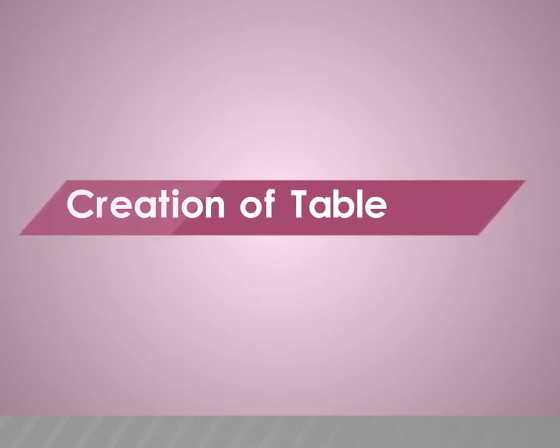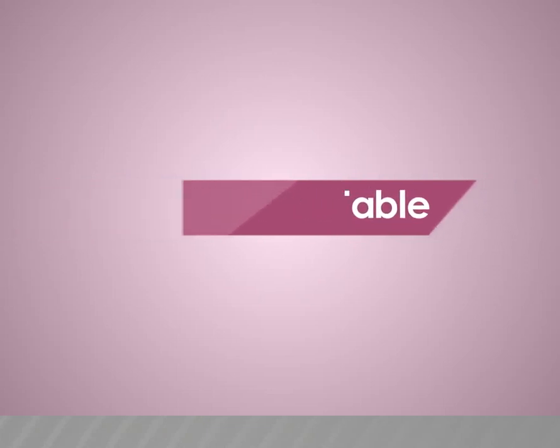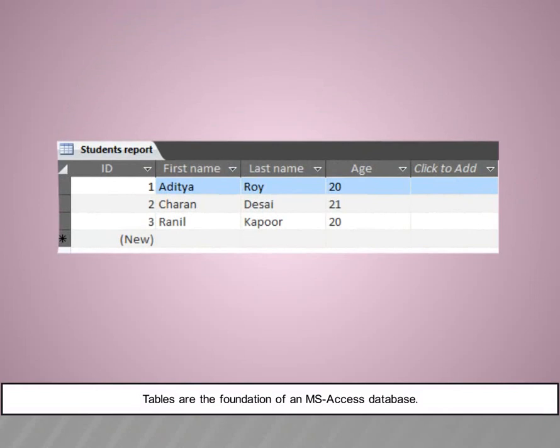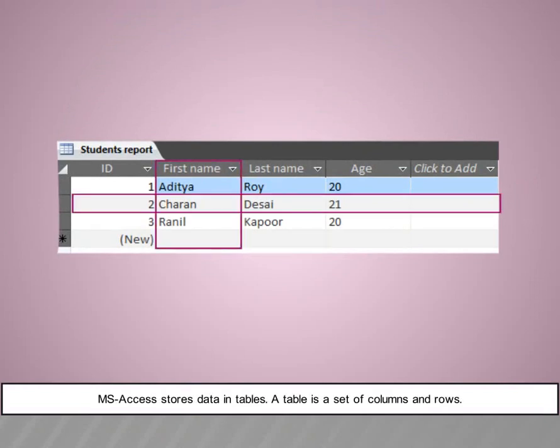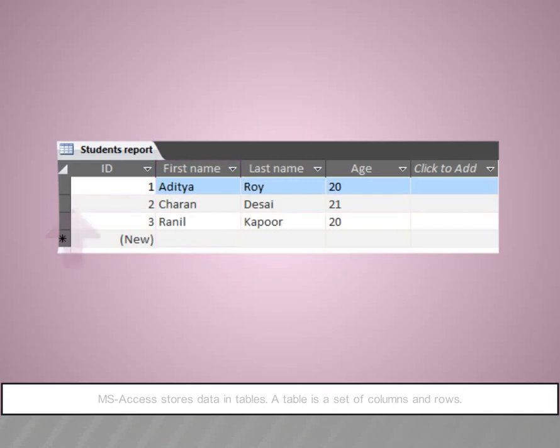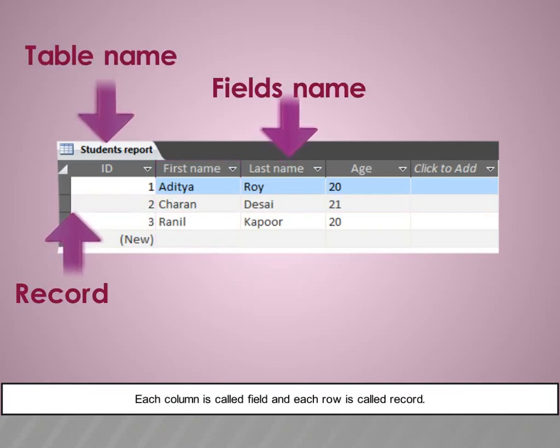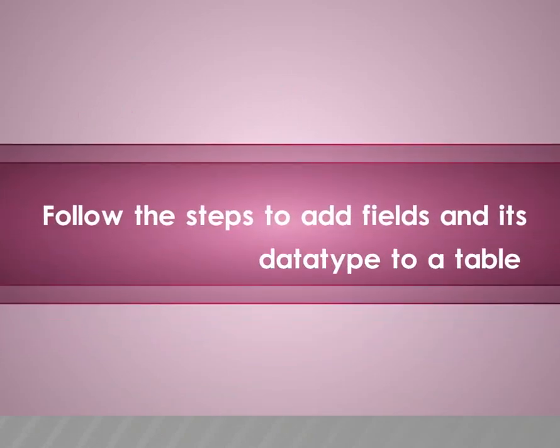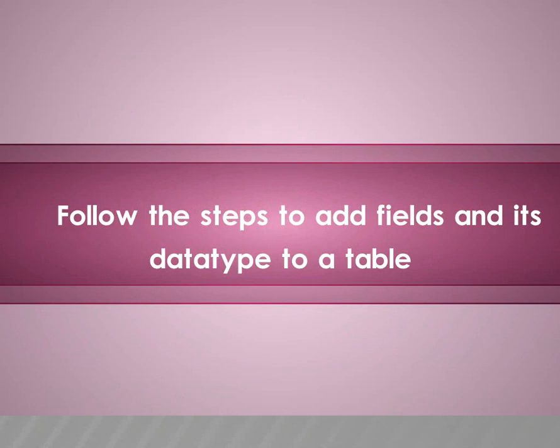Creation of table. Tables are the foundation of an MS Access database. MS Access stores data in tables. A table is a set of columns and rows. Each column is called a field and each row is called a record. Follow these steps to add fields and their data types to a table.